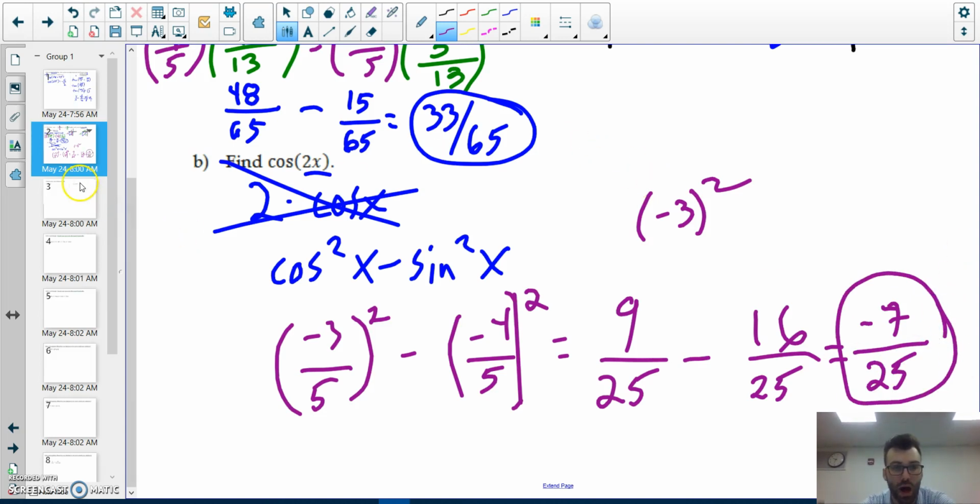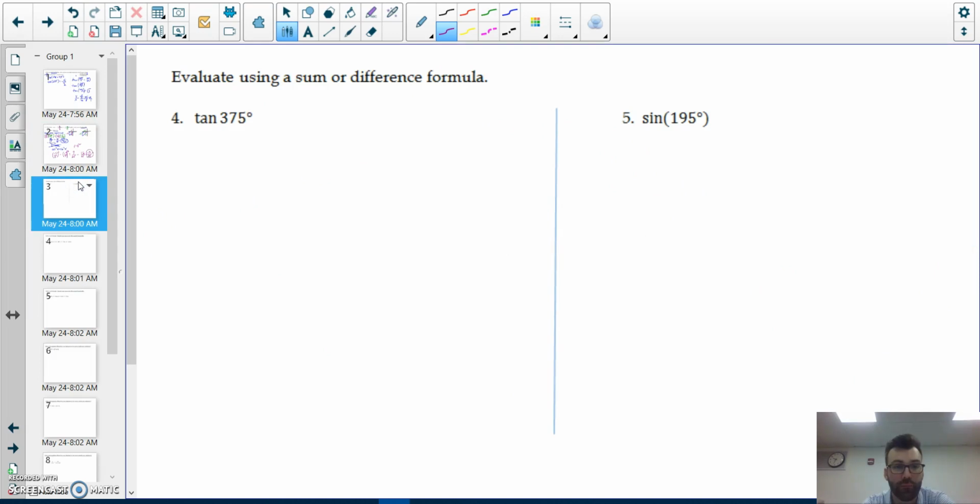Okay. Evaluate using a sum or difference formula. Well, that should tell you right away that I need to go to my sum and difference formula for tangent, since we're doing tangent, and pick one. Well, how do I know what to pick? I can use the sum or the difference. It doesn't matter. You'll still end up getting the same answer. But I chose to do the sum.